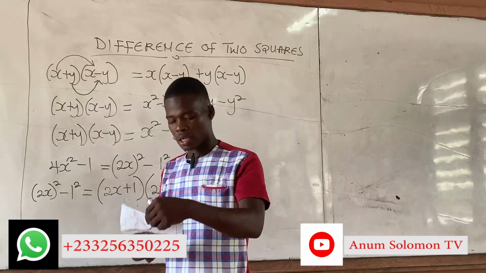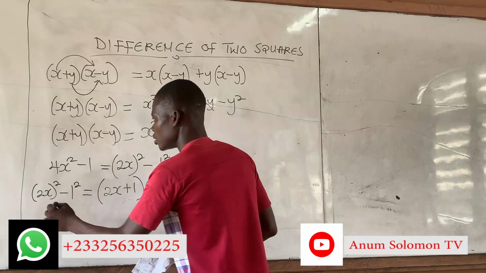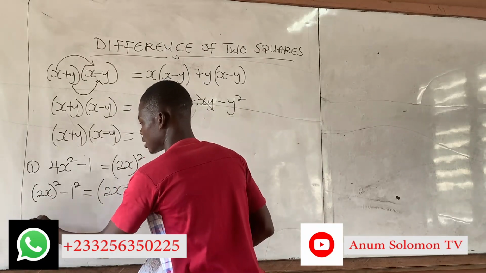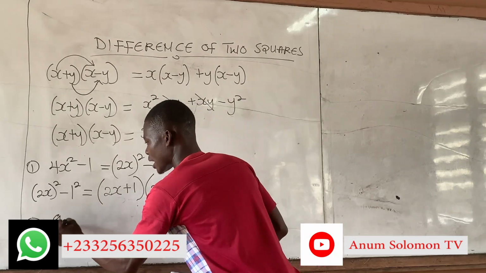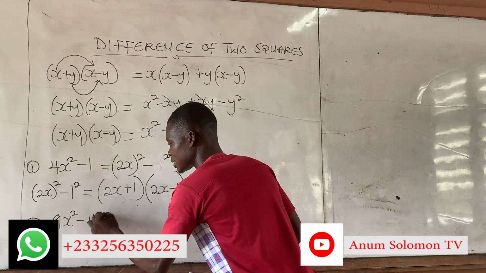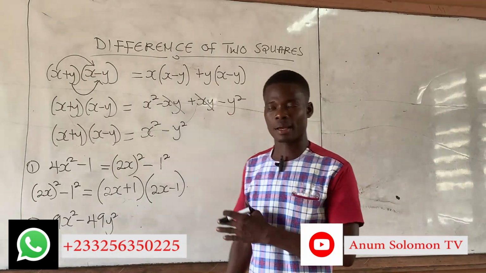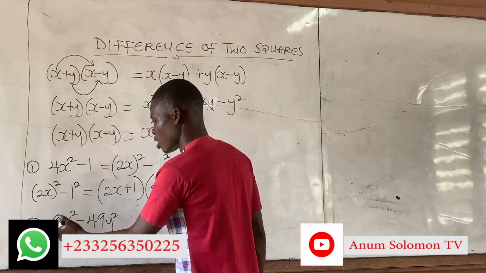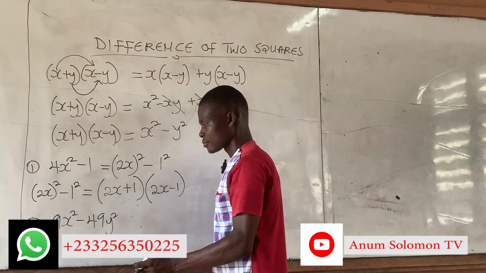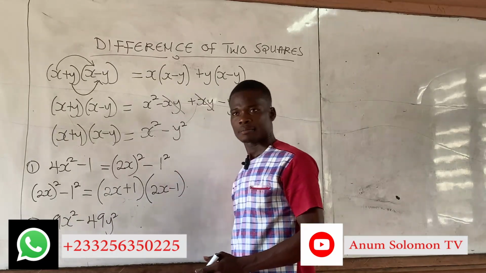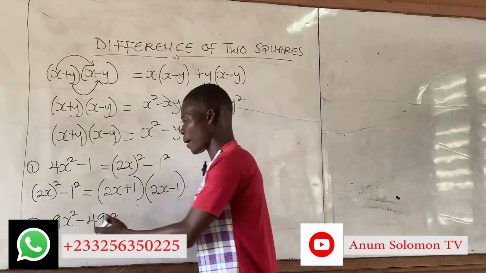So now let's look at this one. This is example 1. Now example 2: we have to factorize 9x squared minus 49y squared. When we look at this problem, we have the coefficients 9 and 49. Now let's check the 9 and 49. All of them are perfect squares, meaning they have their perfect square roots.